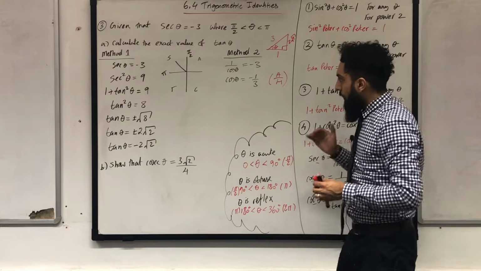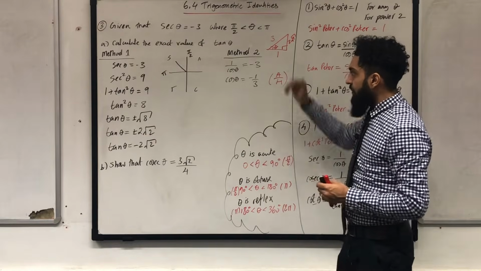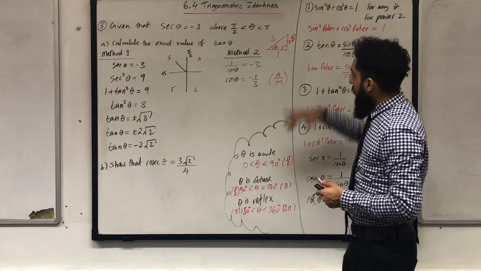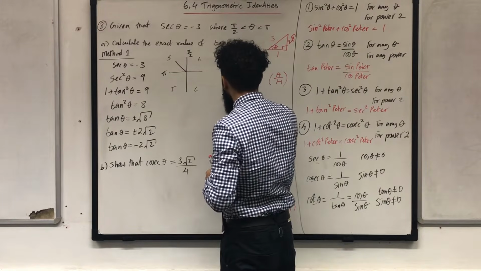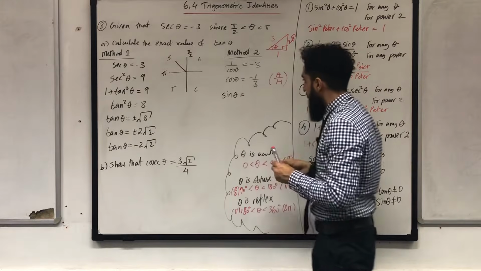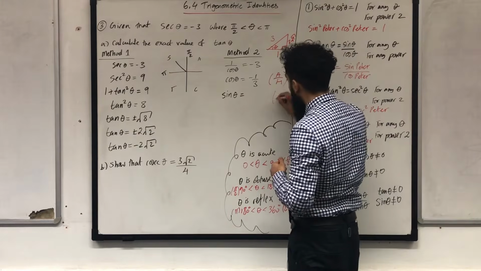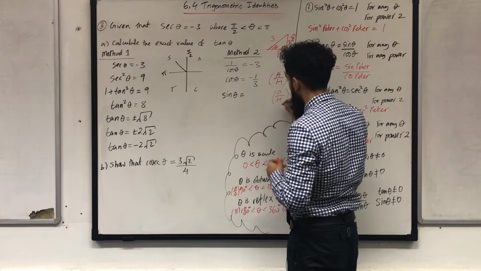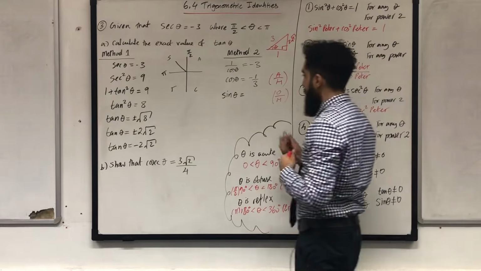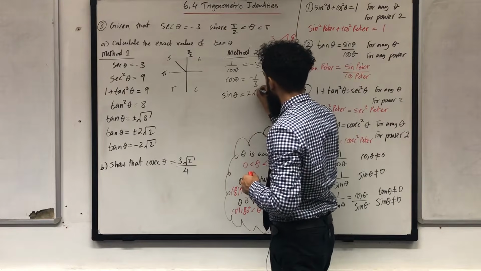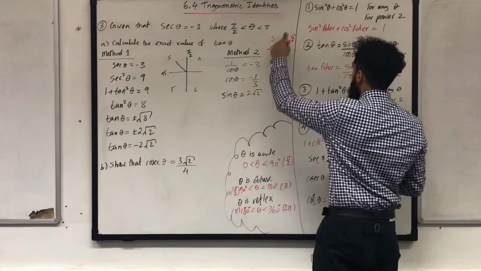Right. I've got cos theta. It's minus 1 over 3. From that triangle, I can read off what sine theta will be. Well, sine theta, we know from GCSE, is just opposite over hypotenuse. So the opposite is 2 root 2, and the hypotenuse is 3.